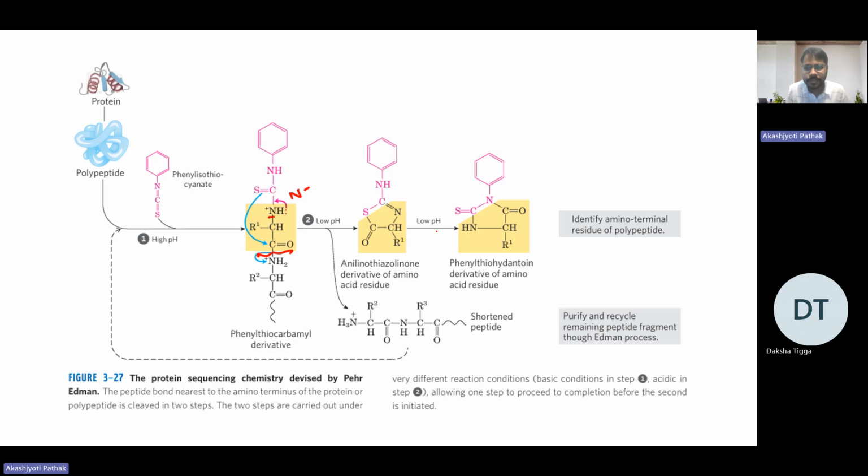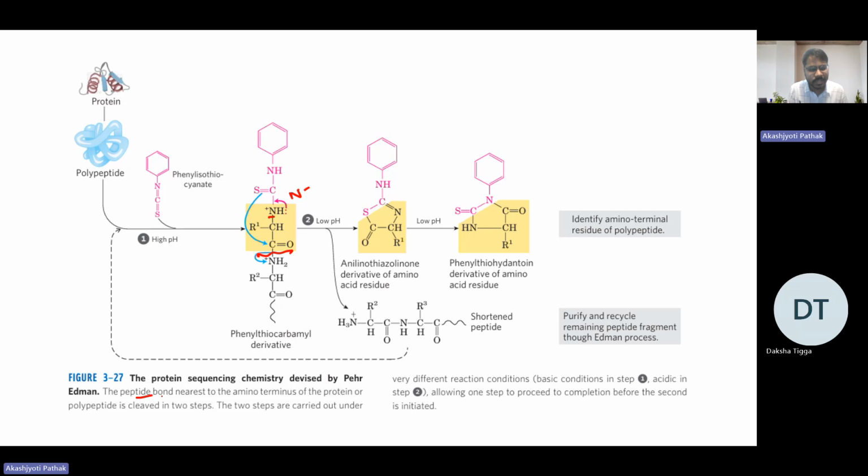Now, again you lower the pH, and you get the phenylthiohydantoin derivative of the first amino acid residue. So this cycle is repeated multiple times.